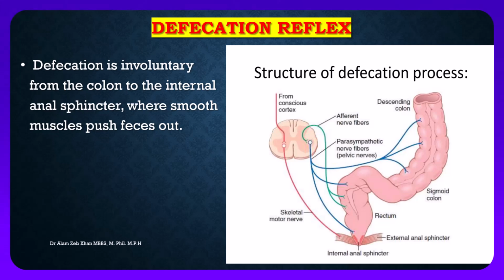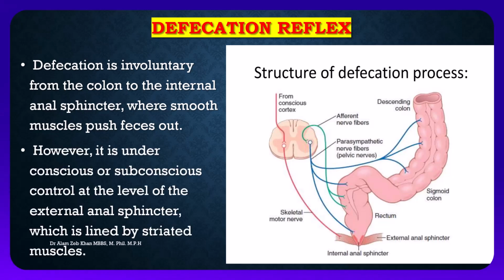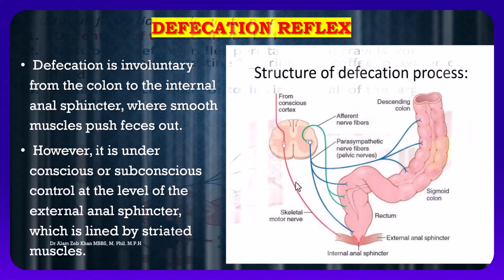Defecation is involuntary from the colon to the internal sphincter. This reflex is involuntary, where smooth muscle pushes feces out. However, it is under conscious or subconscious control at the level of the external anal sphincter, which is lined by striated muscle. The external sphincter is controlled by conscious or subconscious impulses from the higher center by the pudendal nerve, a motor nerve.